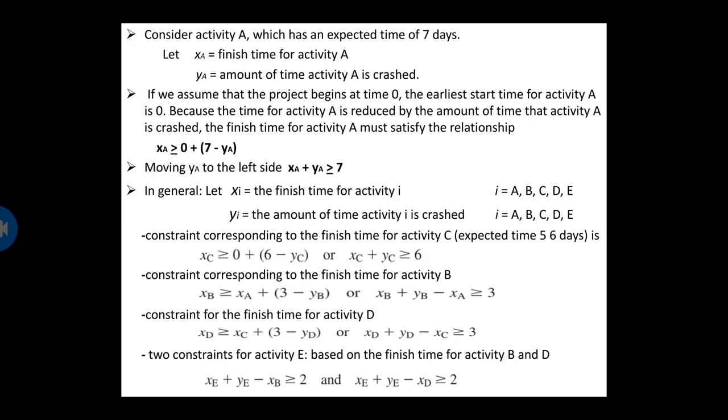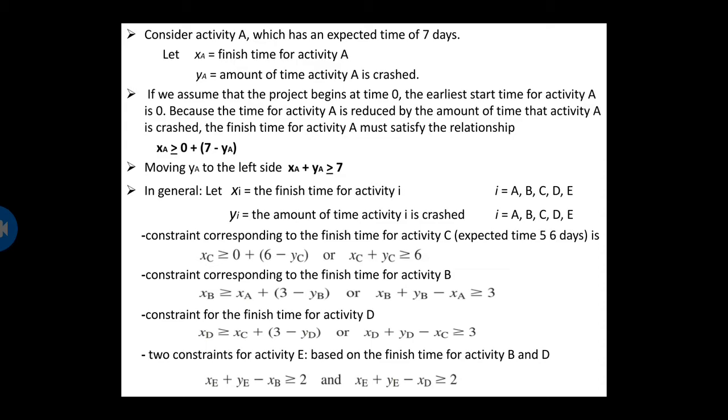Continuing with the constraints of the PERT CPM procedure, we see that the earliest start time for activity B is x sub A, the finish time for activity A. Thus, the constraint corresponding to the finish time for activity B is x sub B greater than or equal to x sub A plus 3 minus y sub B, or x sub B plus y sub B minus x sub A is greater than or equal to 3. Similarly, we obtain the constraint for the finish time for activity D.